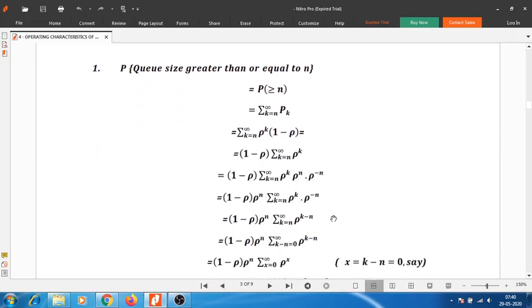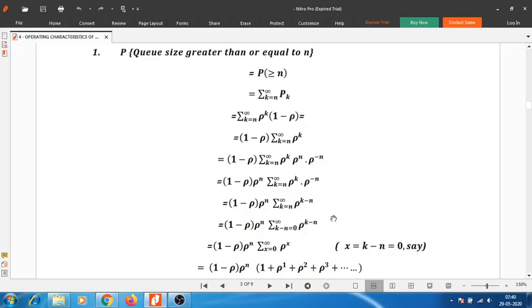What are the operating characteristics? How do you find them? First of all, the probability of the queue size being greater than some particular value, which we consider as n. Suppose there are 140 members in the queue waiting for service. My interest is how many members are more than 100. So here 100 is equal to n.